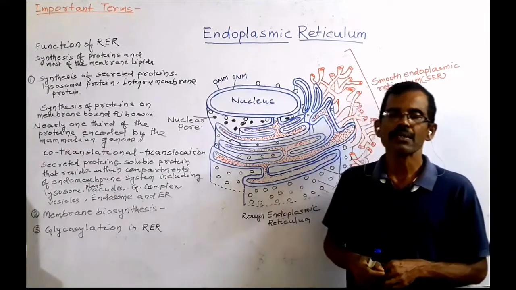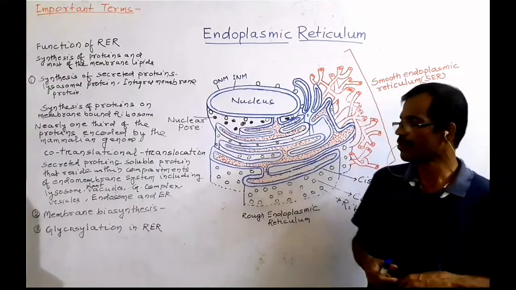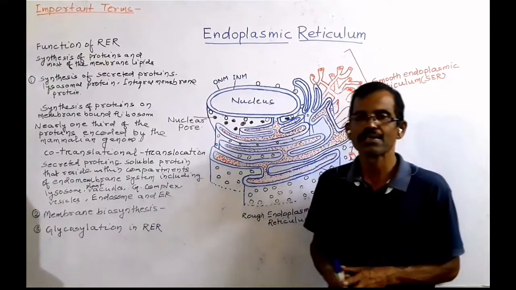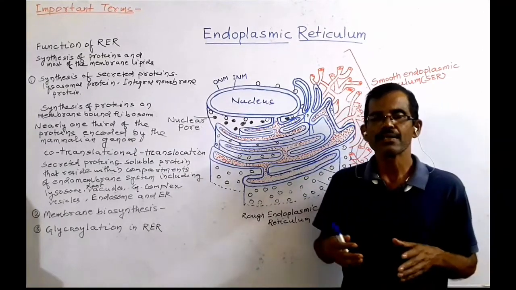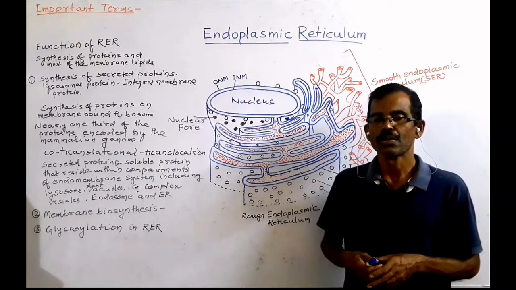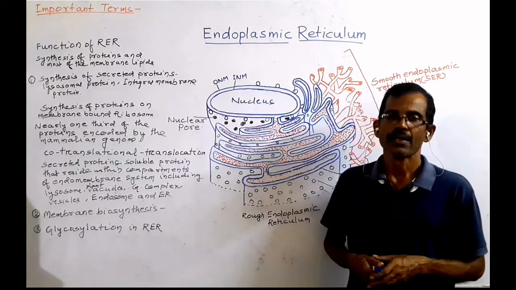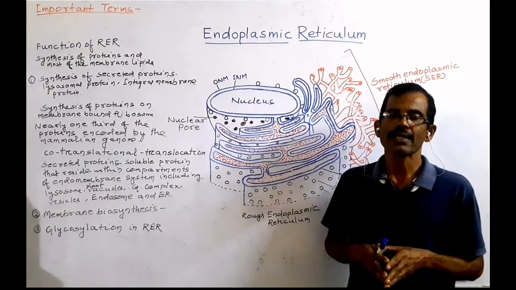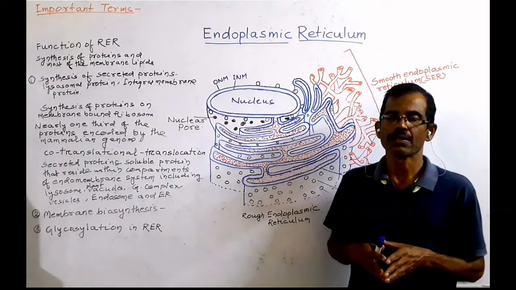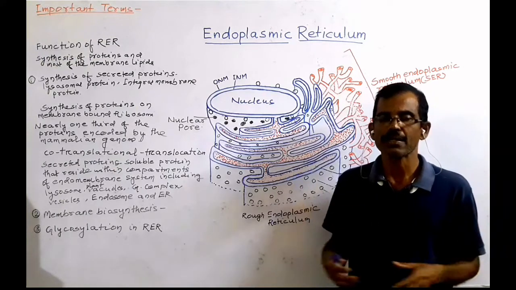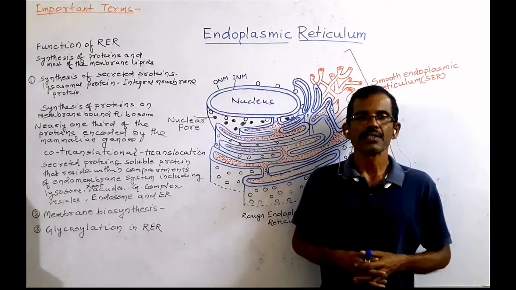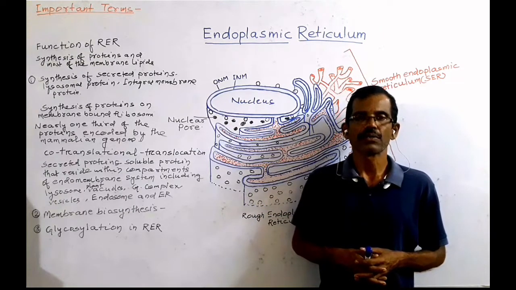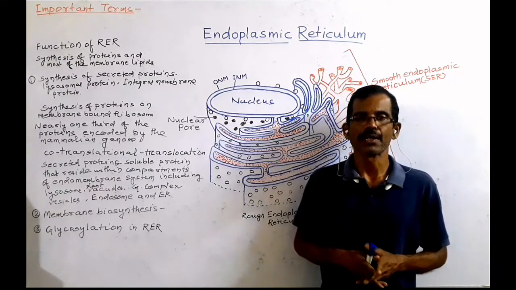Another function of rough endoplasmic reticulum is glycosylation. Glycosylation is the addition of sugar residues to the protein. Most of the proteins that are synthesized on the rough endoplasmic reticulum are glycosylated. Friends, this is about the structure and function of endoplasmic reticulum.